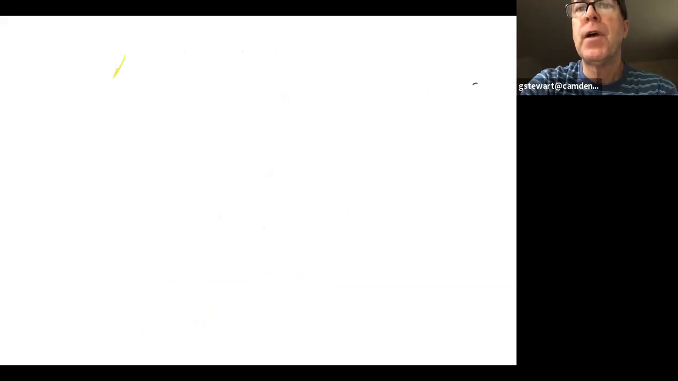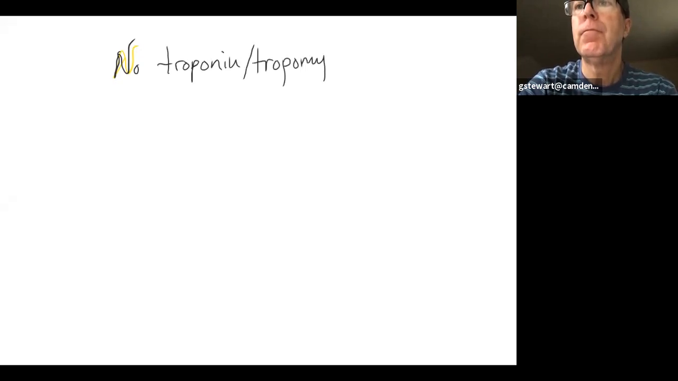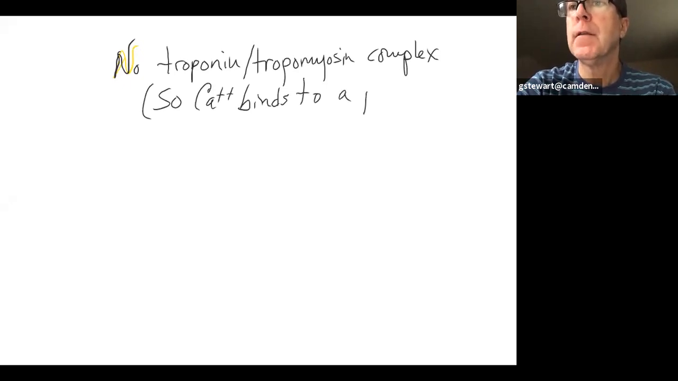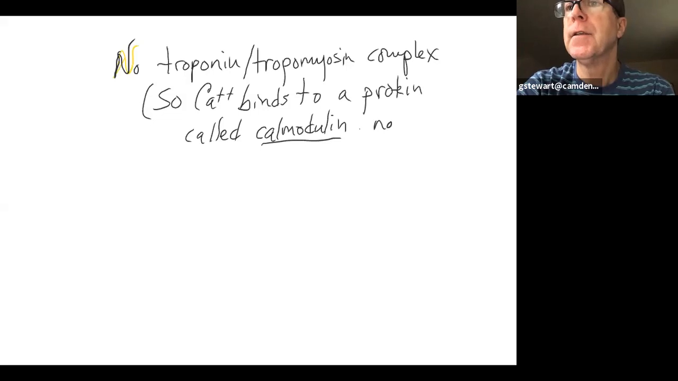Almost finished. In smooth muscle, let me get my black pen back. In smooth muscle, there are not only no sarcomere arrangement, but there's no troponin tropomyosin complex. So calcium binds to a protein within the smooth muscle cell called calmodulin, not troponin, like in a skeletal muscle cell.